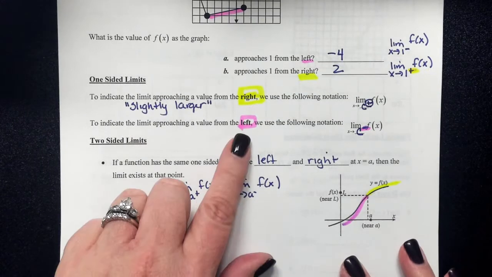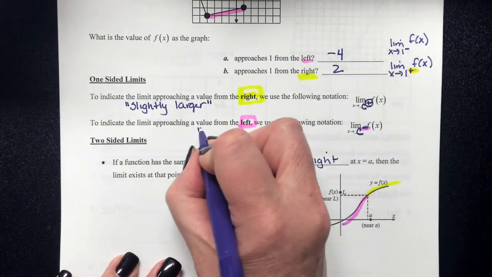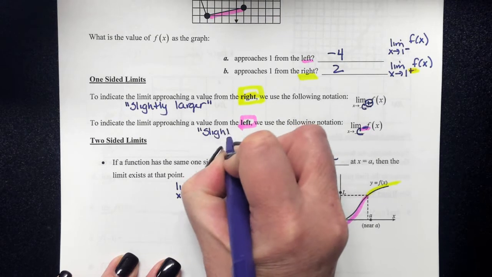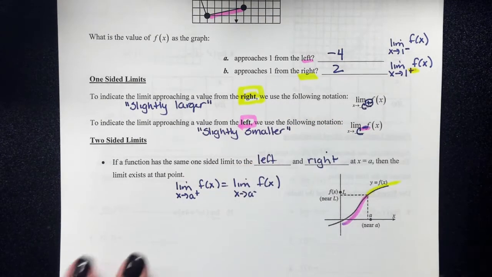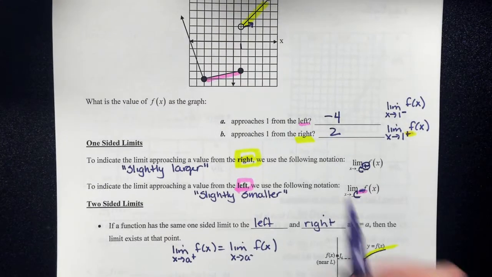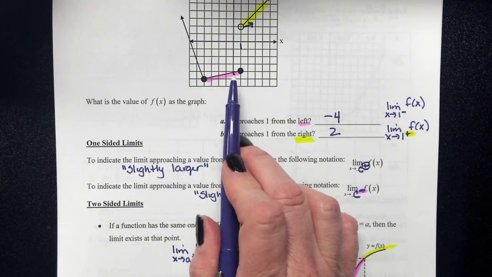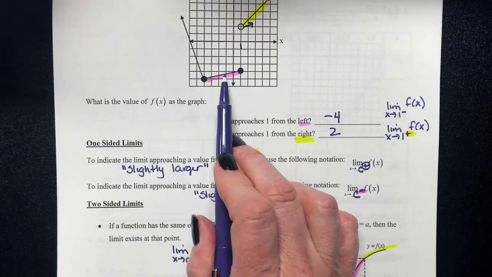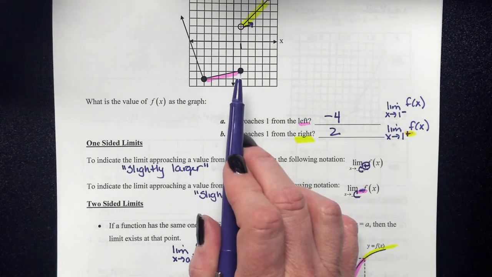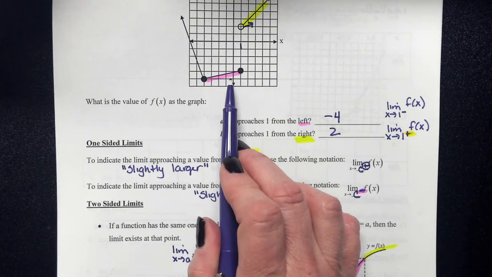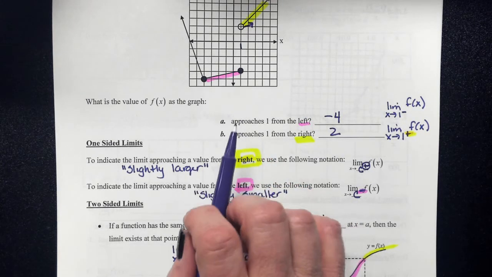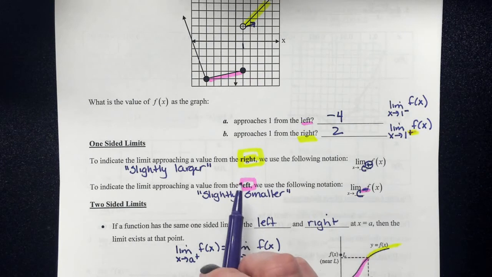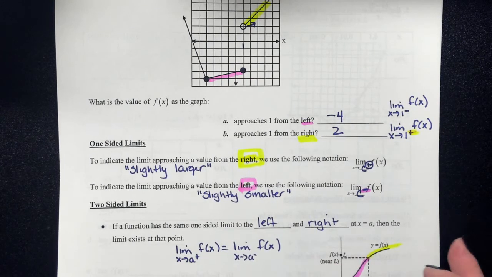When we talk about from the left, we're looking at x values that are slightly smaller. So if you look at your graph, when I put my pencil to the left of 1, I'm looking at x values smaller than 1. For example, 0.9, 0.999, etc. So when I say from the left, you're looking at x values smaller. When you say from the right, you're looking at x values larger. So let's talk about how you can find limits from the table.